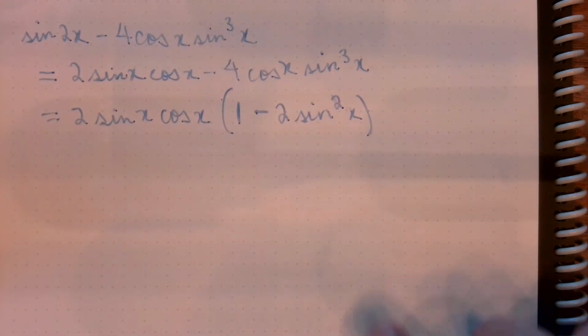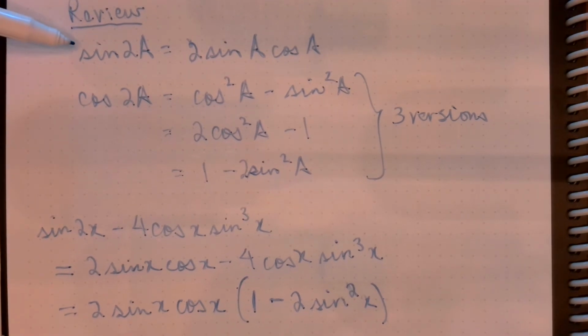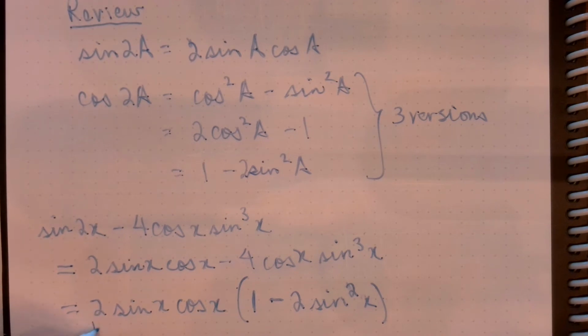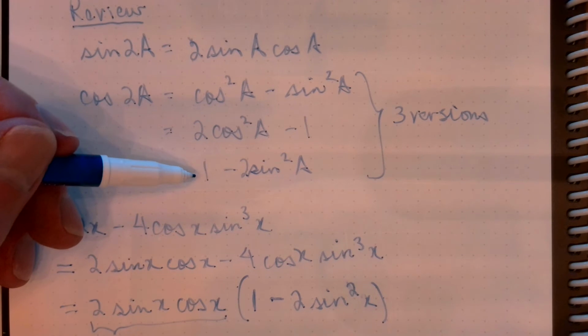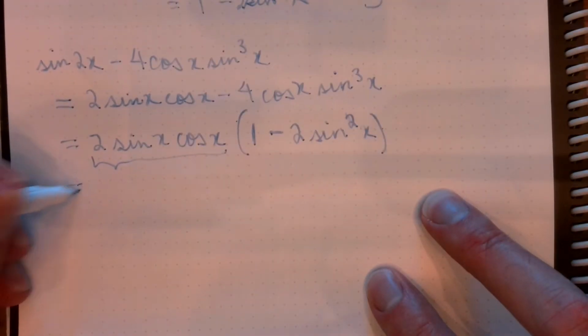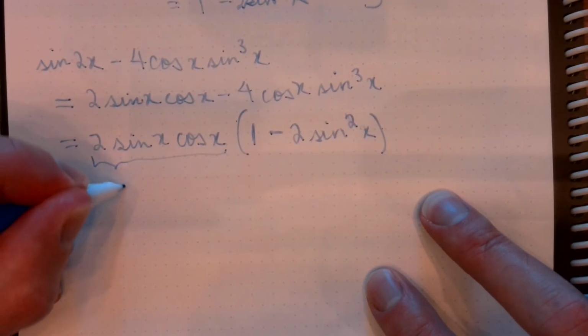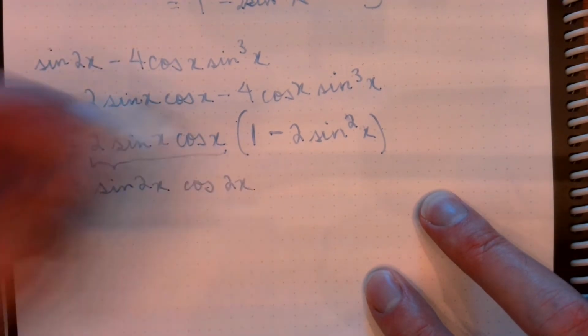Alright, now let's look at our double angle formulas back up here. Sine 2a equals 2 sine a cosine a. Okay, notice what I've got right here. That is the double angle formula for sine. And let's look at this second factor. Notice this is one of the versions for the double angle formula for cosine. Okay, so I'm going to apply both of those. This is sine 2x, and this is cosine 2x.